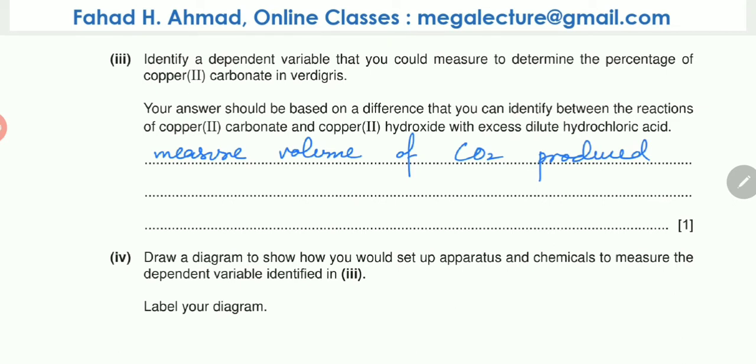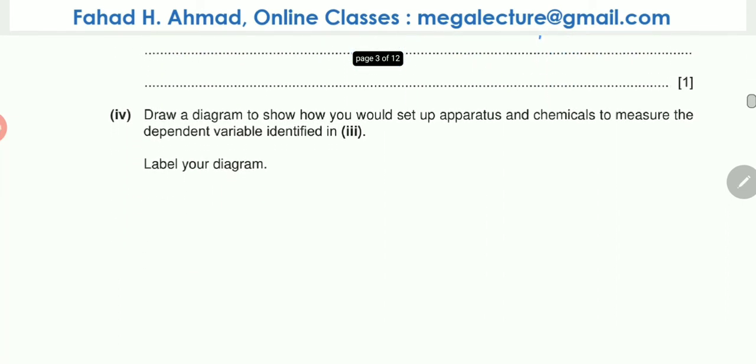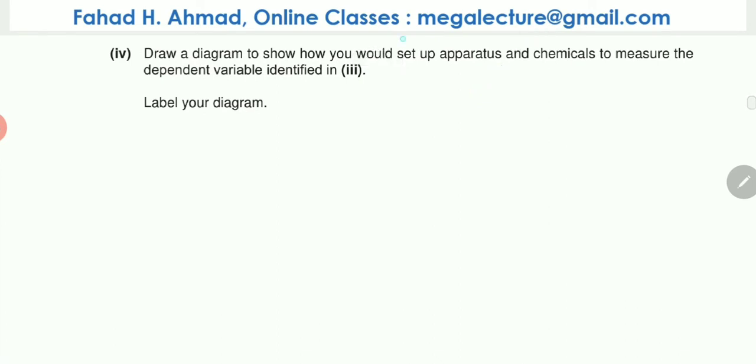So I've written down my answer. Identify a dependent variable that you could measure to determine the percentage of copper carbonate: I'm going to measure the volume of carbon dioxide that's being produced. Again, it's a 1 mark question. Let's move to the next part of the question, which says: draw a diagram to show how you would set up the apparatus and chemicals to measure the dependent variable identified in 3, and label your diagram.